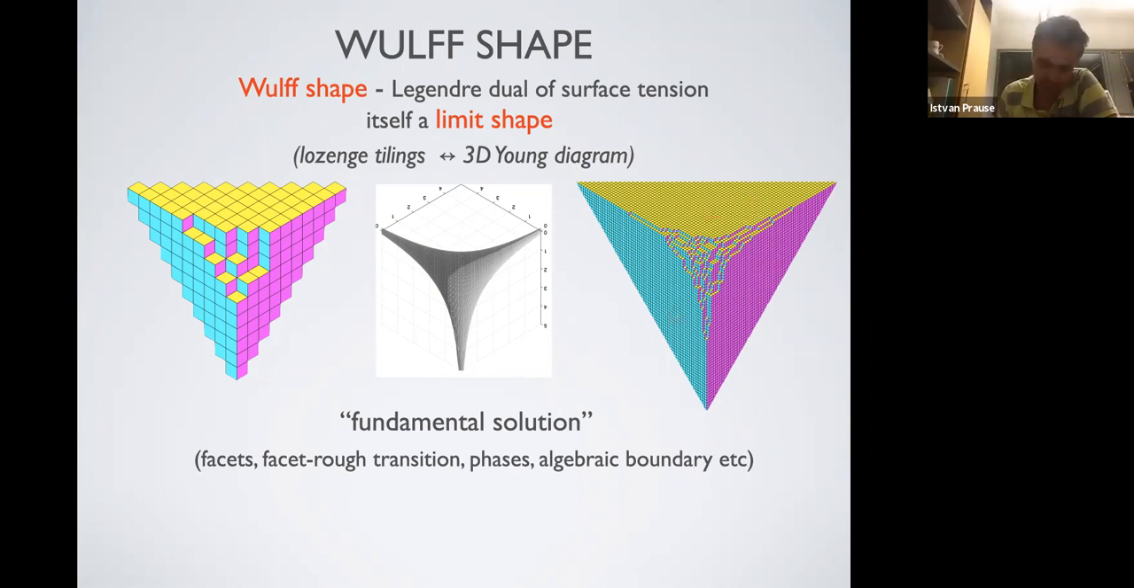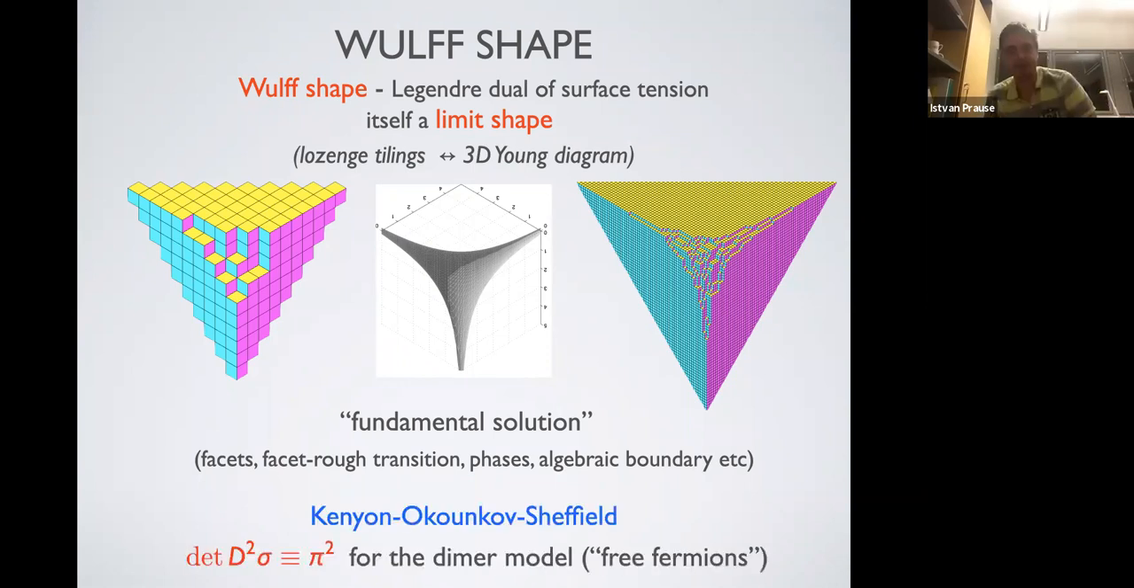And in fact, because the Wulff shape has facets, it means that the Legendre dual, the surface tension, is singular on the corners, and that's why other minimizers also have facets, and what kind of transition you have on the boundary. Also, this connection with algebraic geometry is responsible for why, in more generality, the frozen boundaries tend to be algebraic, at least for the dimer model.